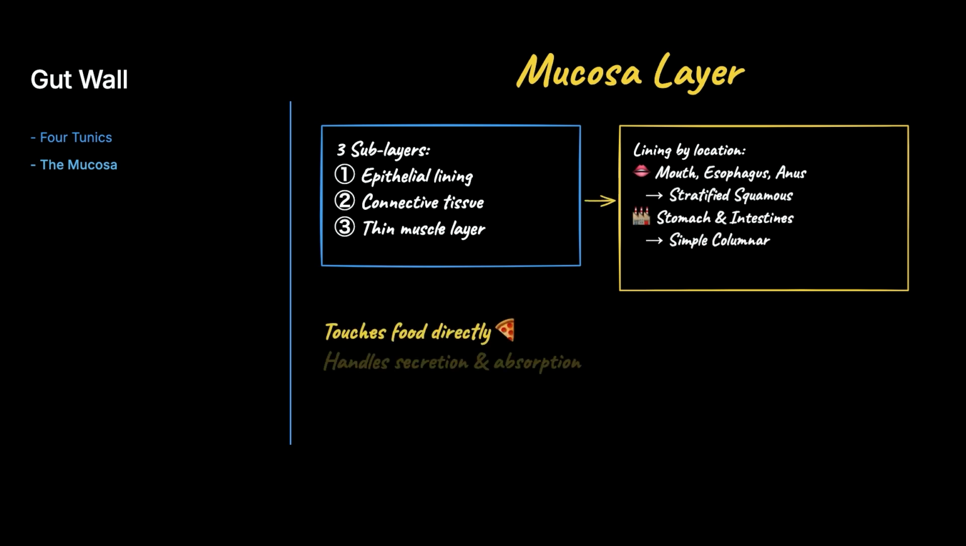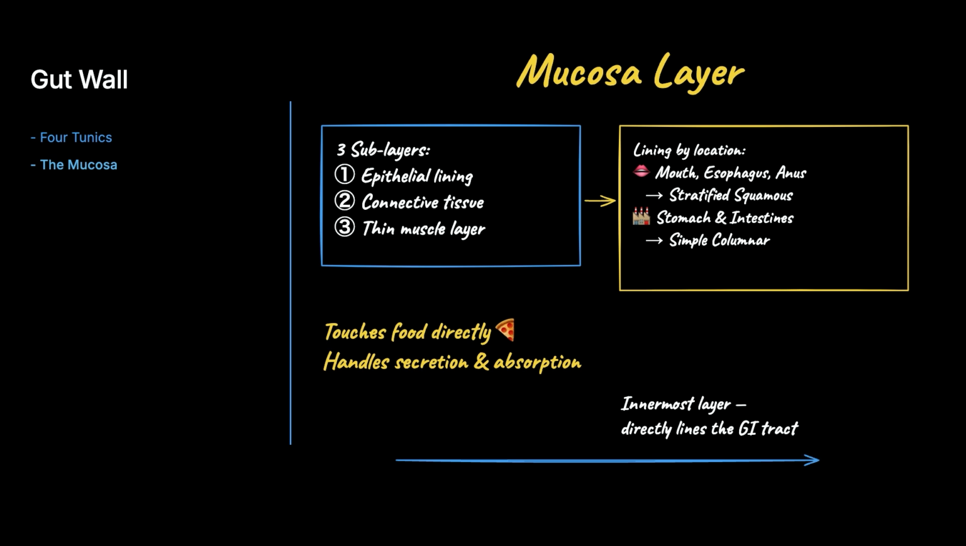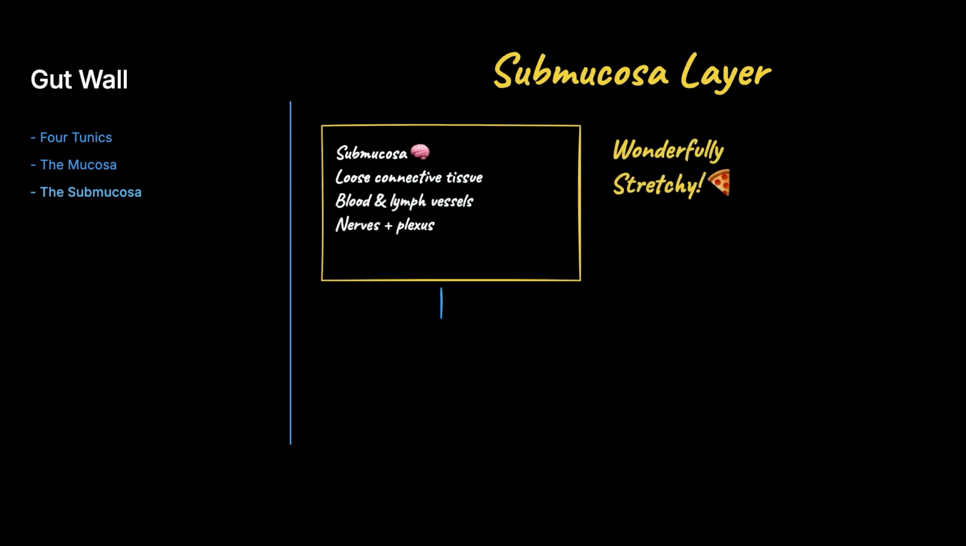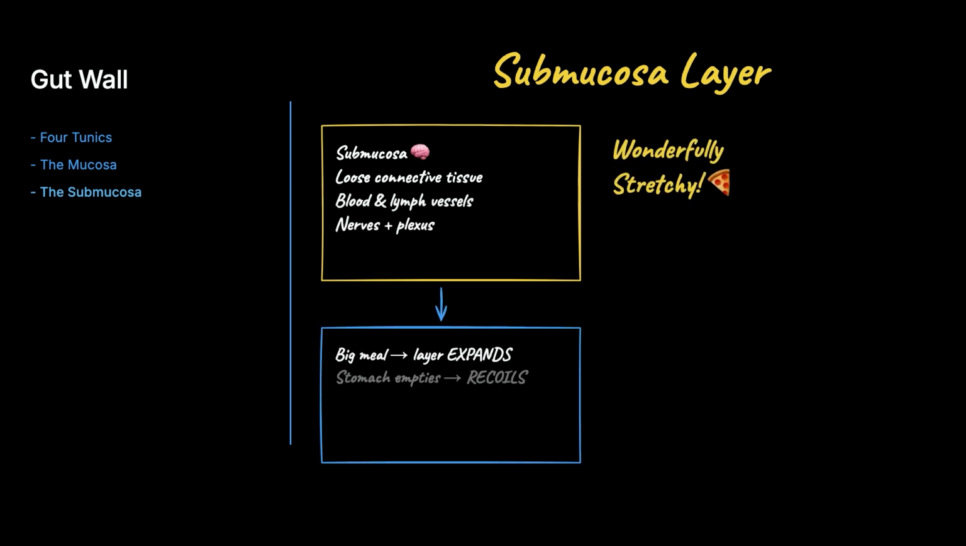It has an epithelial lining, connective tissue beneath, and a thin muscle layer. The lining changes by location. At the mouth, esophagus, and anus, it is tough stratified squamous tissue, while the stomach and intestines use simple columnar tissue. Just outside lies the submucosa, loose connective tissue packed with blood vessels, lymphatic vessels, and nerves. It is wonderfully stretchy. When you eat a big meal, this elastic layer expands to let the stomach fill, then recoils when it empties. It also carries the nerve plexus that controls local secretion and blood flow.